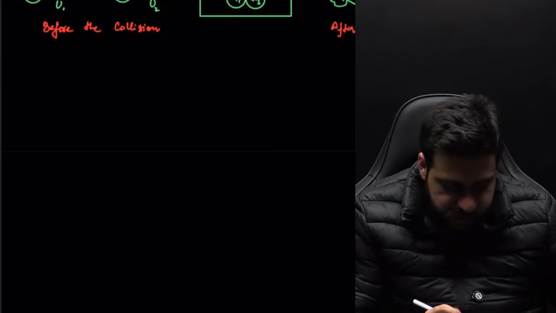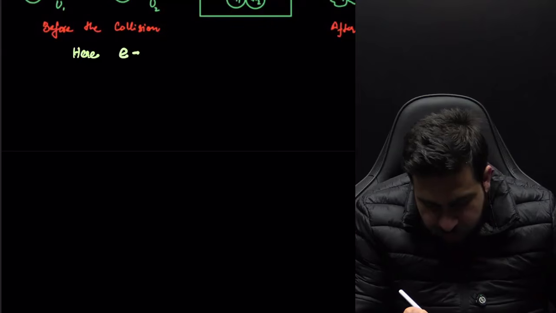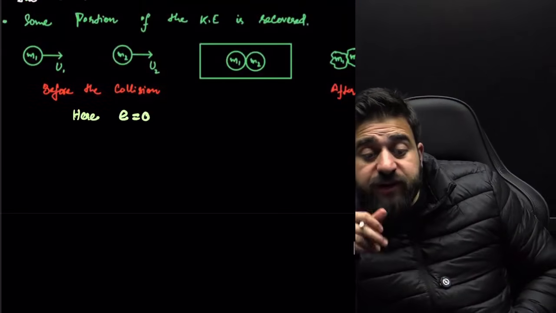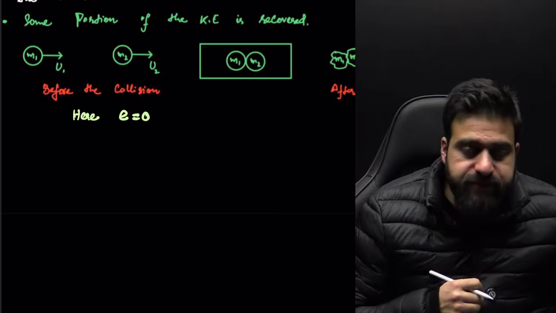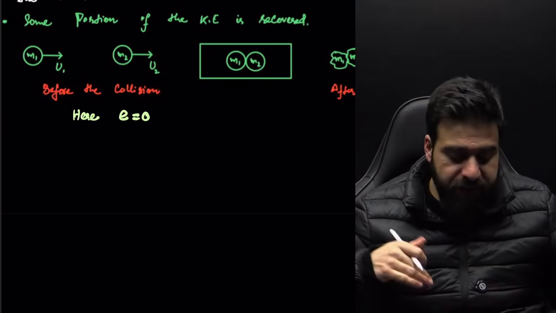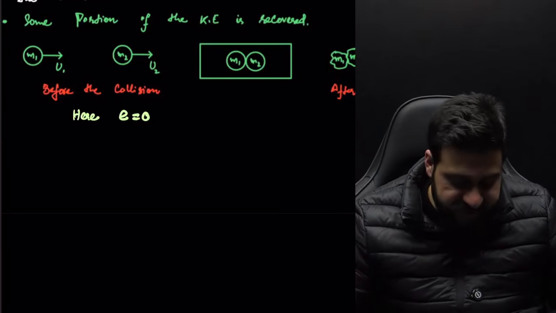What I can say in this particular case is that the coefficient of restitution is 0. This coefficient of restitution defines which collision is taking place. If it is 1, elastic. If it is less than 1, inelastic. If it is exactly 0, it is perfectly inelastic.